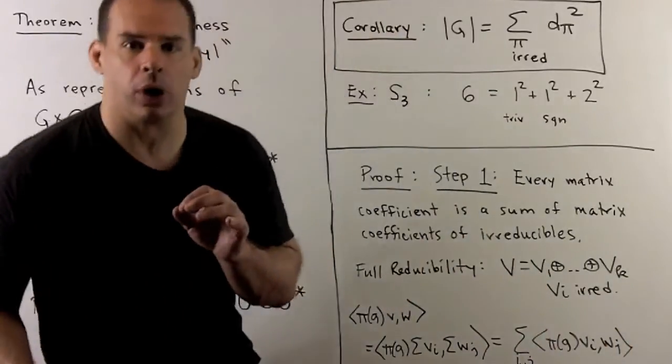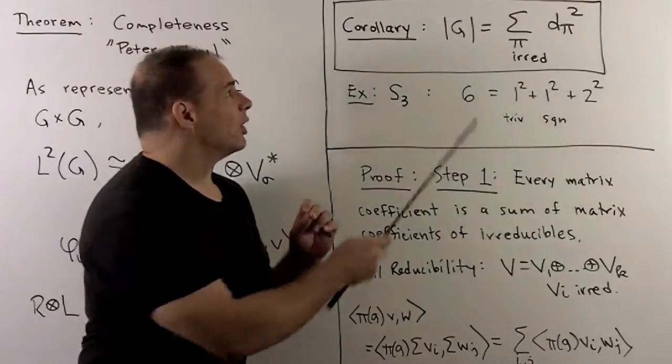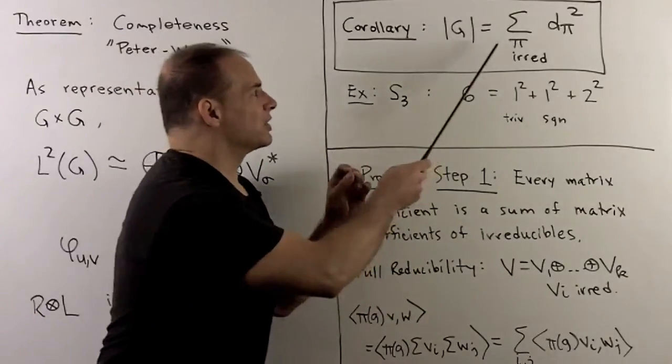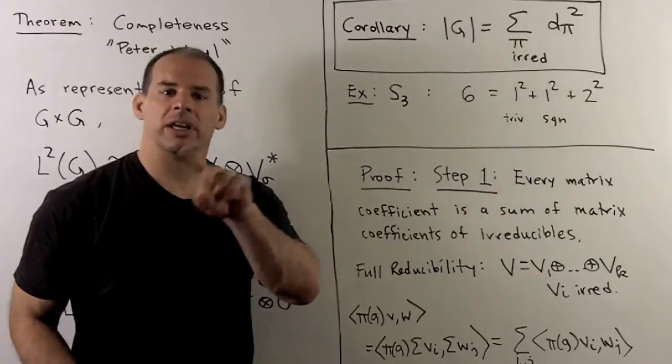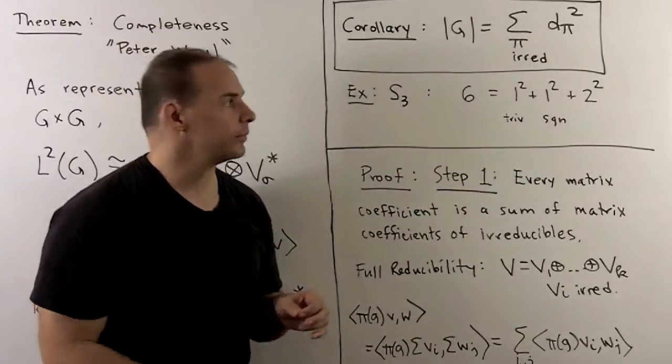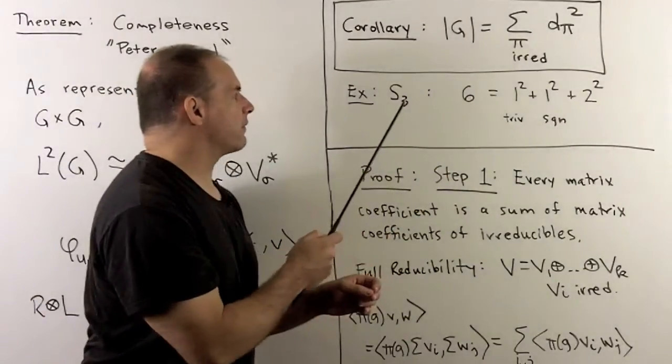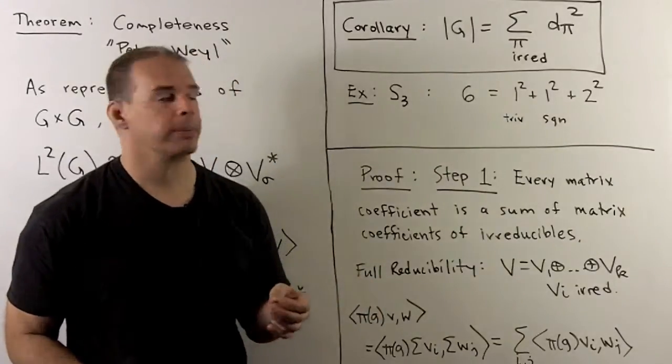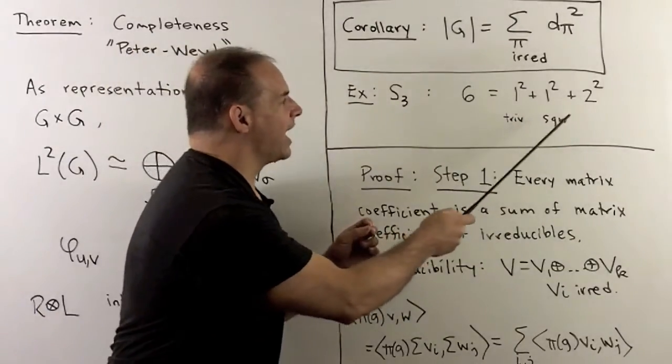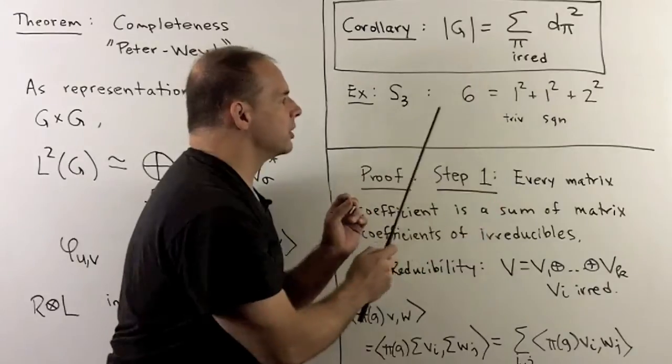Now for the previous board, an immediate consequence: the order of the group is equal to the sum of the squares of the dimensions for each irreducible class. So to check for S3, order of the group 6, we have trivial, sign, and irreducible two-dimensional, so this checks out.